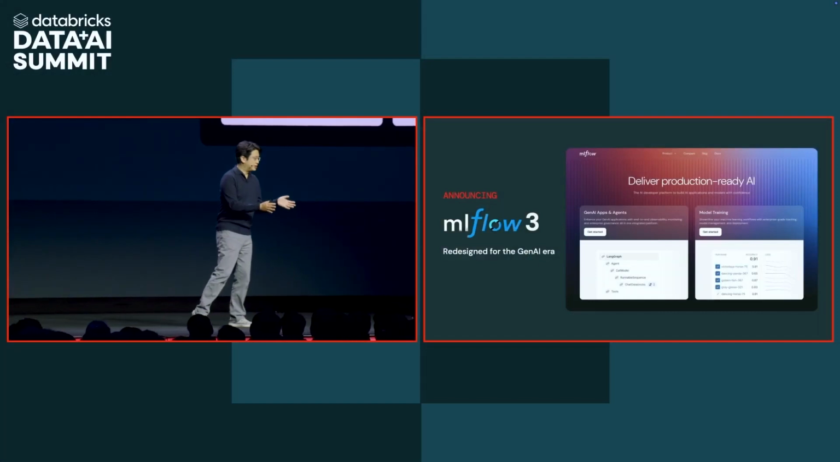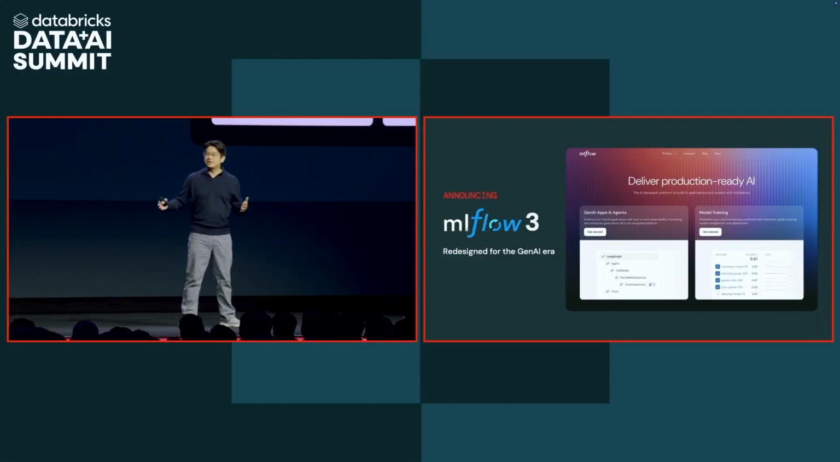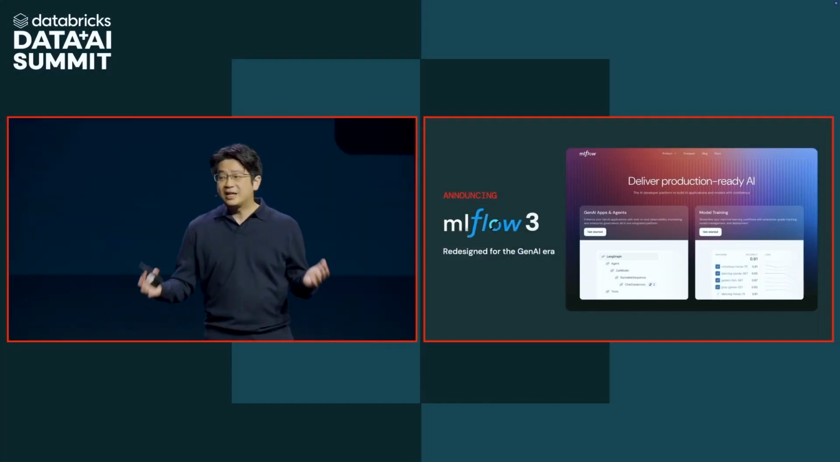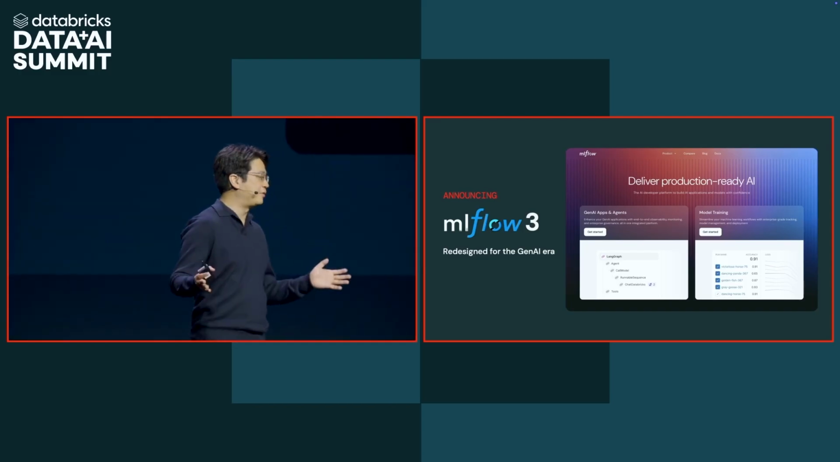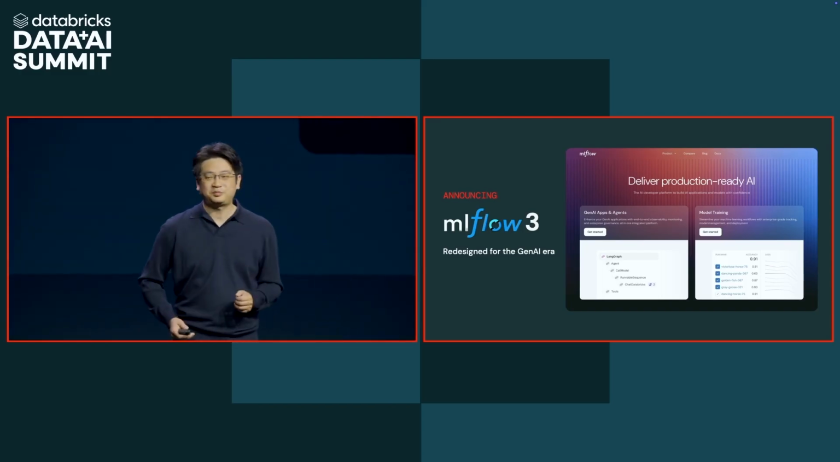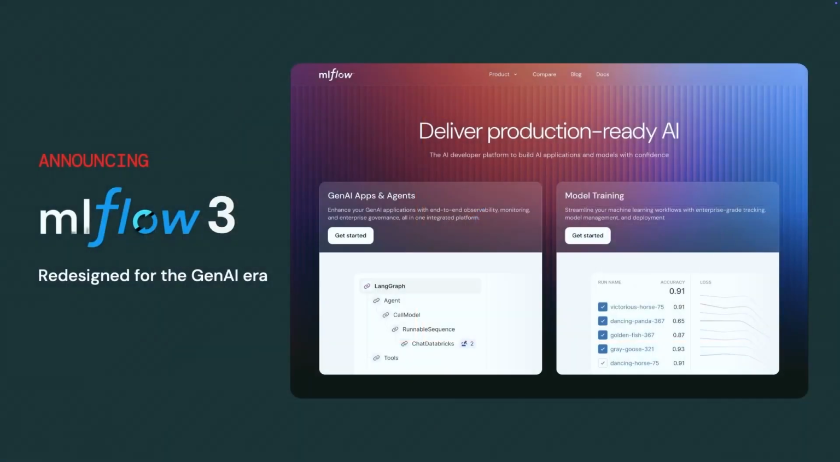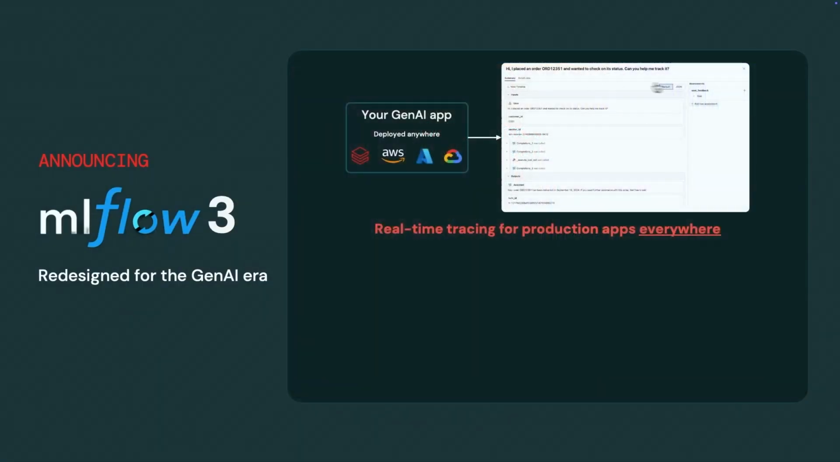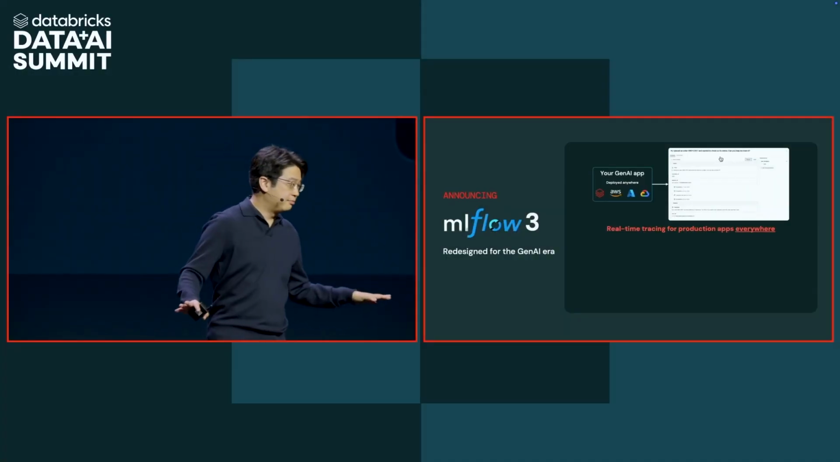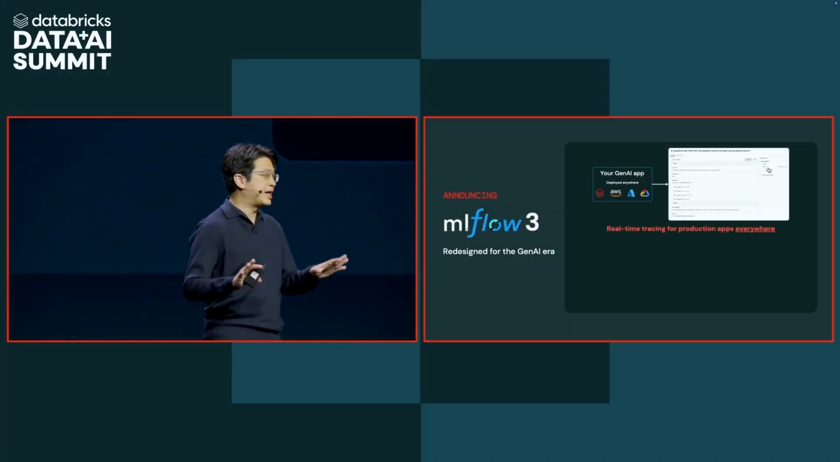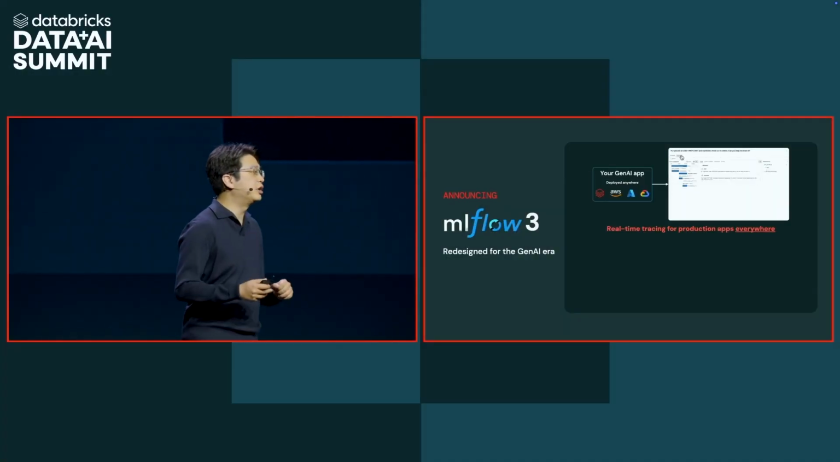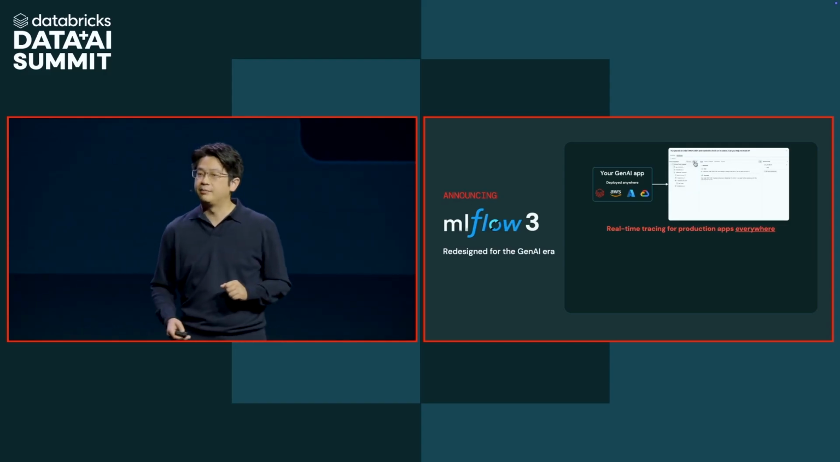Agents produced by Agentbricks or other agent systems need monitoring, tracing, and observability. So we're very excited to be launching today MLflow 3.0. We've redesigned MLflow for the generative AI era. With production apps everywhere, even those hosted outside of Databricks, you can now set up real-time tracking and observability.